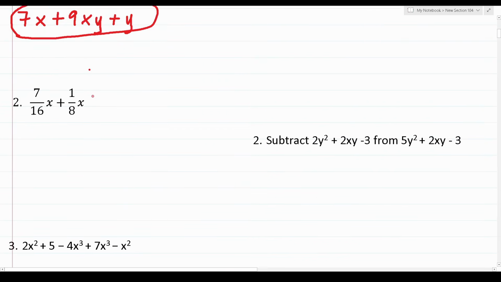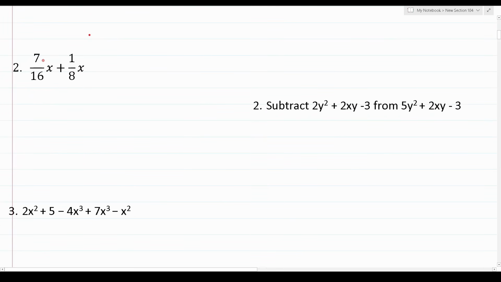All right, so as you can see, number 2 says 7 over 16x plus 1 over 8x. And the big question is, are these like terms? Well, again, when we talk about like terms, we focus on the letter variable and the power.